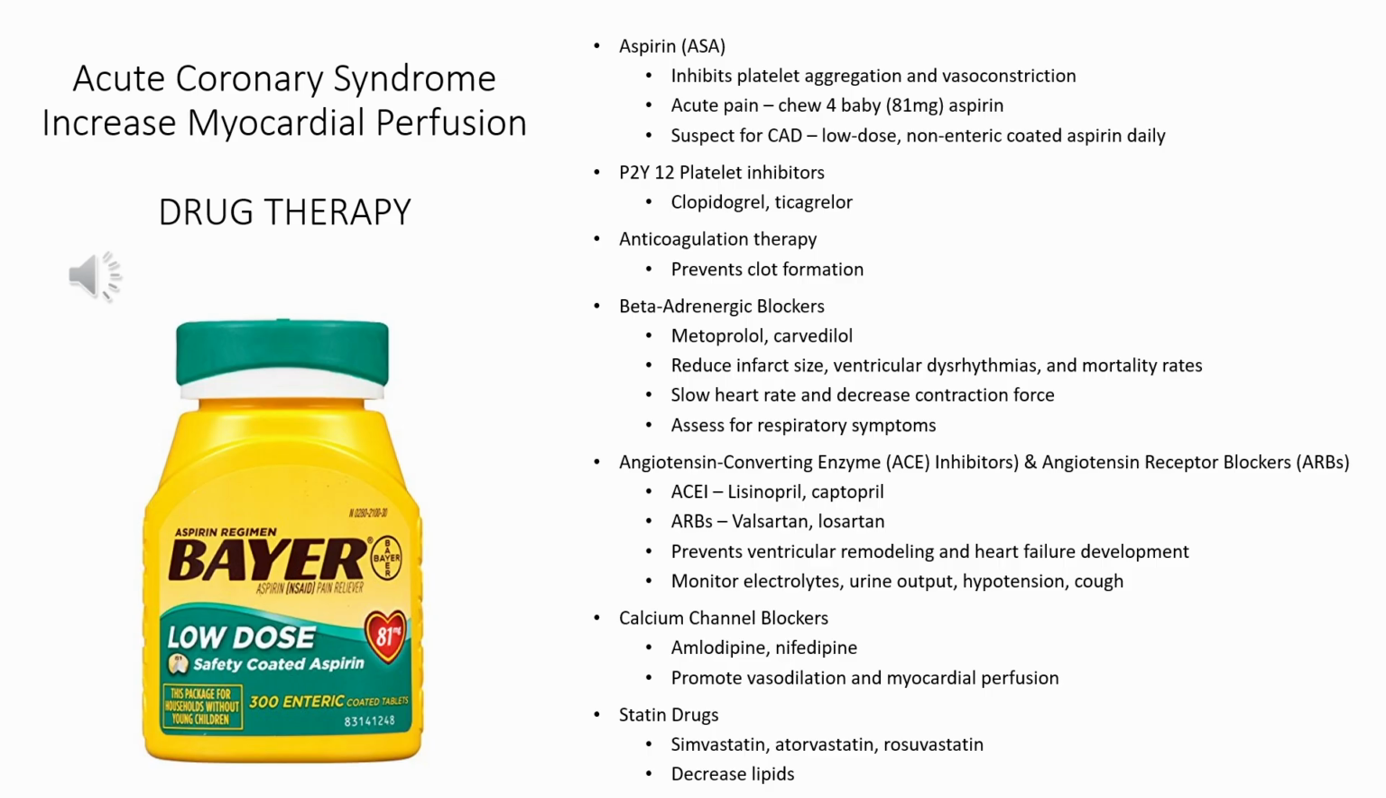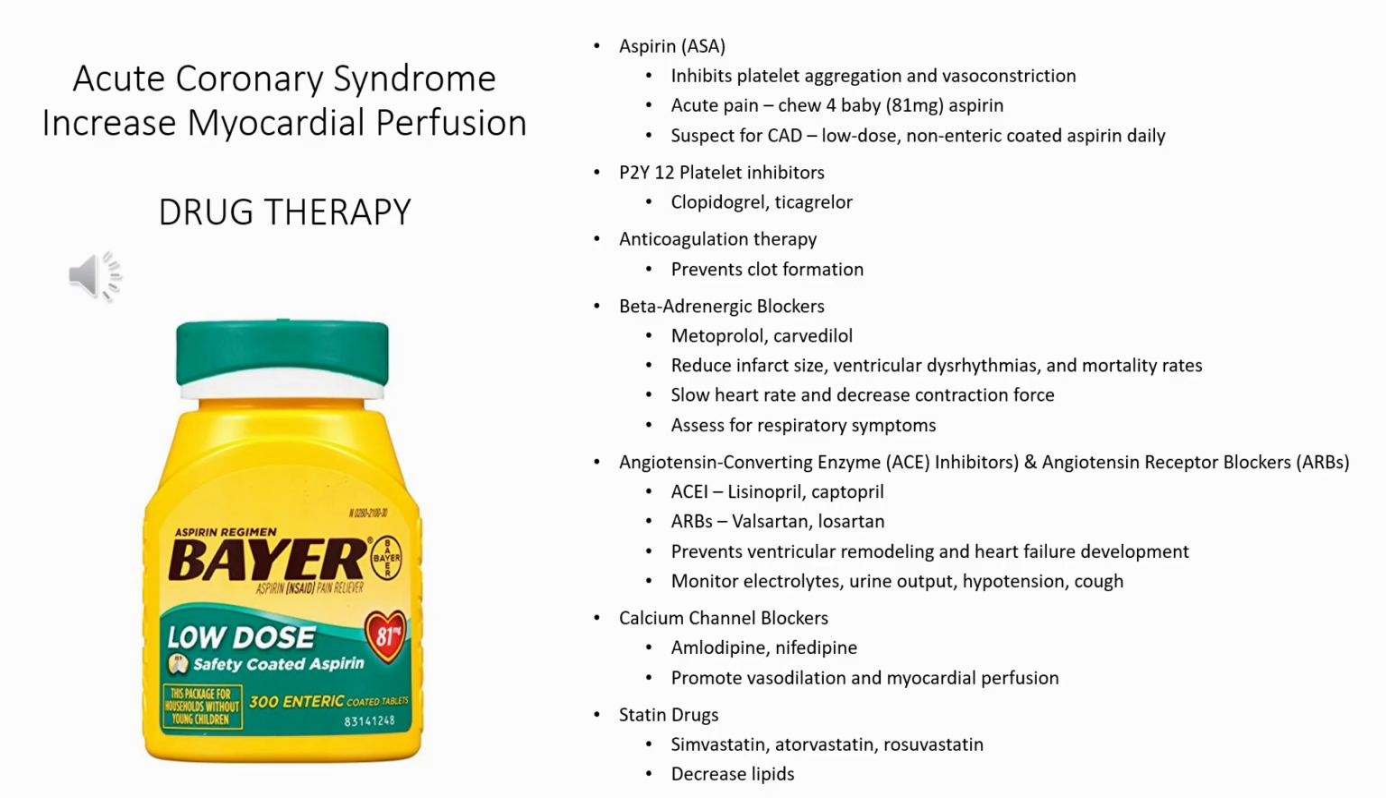Beta blockers, or beta adrenergic blockers. This is a class of drug that can significantly improve the survival rates in acute coronary syndrome patients. These are your olol medications, medications like metoprolol and carvedilol. These are beta blockers, and they help by reducing the infarct size. They can prevent ventricular dysrhythmias, and they can decrease mortality. Beta blockers slow the heart rate, and they decrease contractility, which allows the heart to work more efficiently. However, it's important to always monitor for bradycardia, hypotension, and respiratory symptoms, especially in patients who have a history of asthma or COPD.